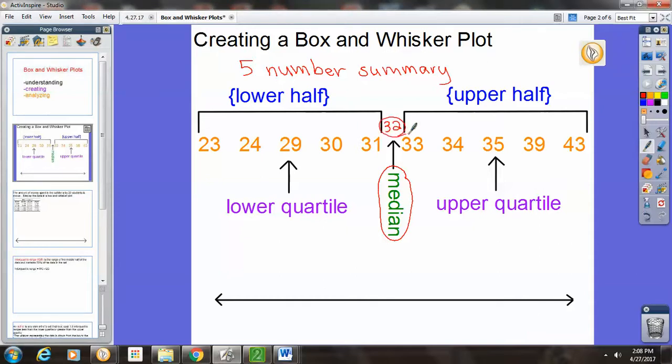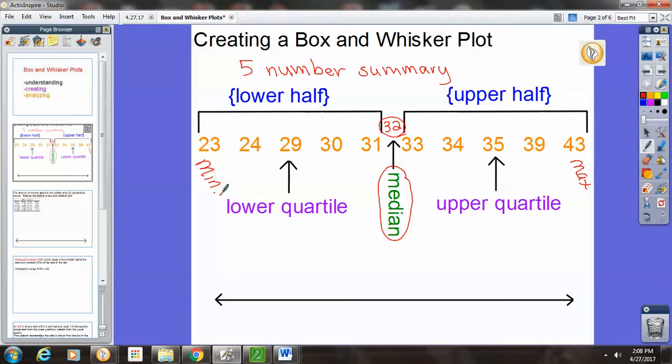Our median is 32. We also need to know our maximum and minimum value. That seems almost common sense. What would be the max value? 43 would be our max. And our minimum value would be? 23. Okay, we also need to identify the upper and lower quartile.